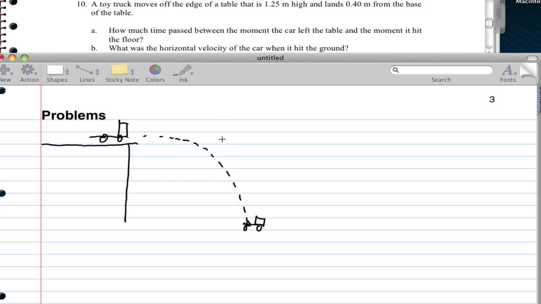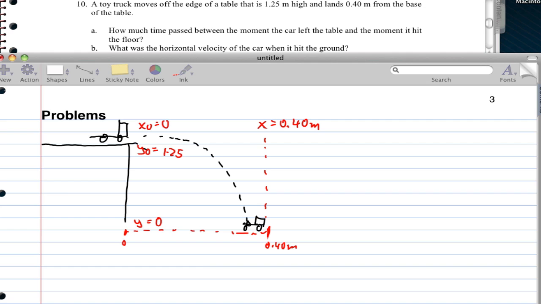Now, once again, let's get some letters labeled. So what are we going to have here? We're going to have y naught equals 1.25, y equals 0, and x naught equals 0. And we actually land a distance x equals 0.40 meters from the base. So in other words, this total distance from here to here that I'm drawing just now is 0.40 meters. We want to know the time that passed between the moment the car left the table and the moment it hit the floor.